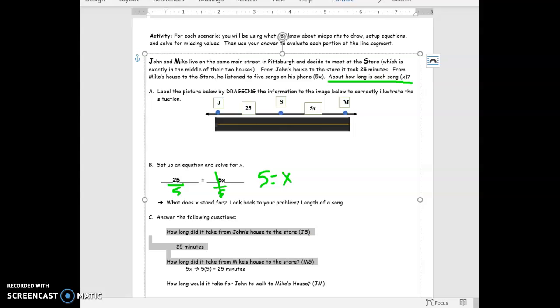25 minutes, 25 minutes, because we've established in part B that this side is equal to this side because of the definition of a midpoint. So I want to see your algebra here so that you can plug it back in and evaluate it to double check yourself when you're done, just to make sure that you're getting the same answer.